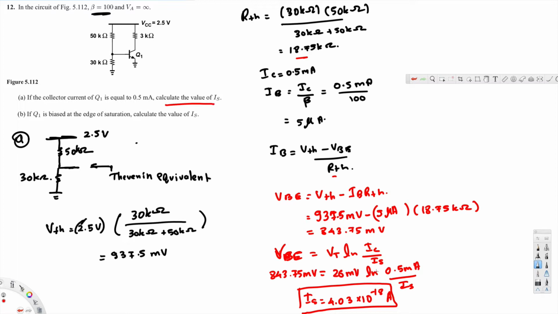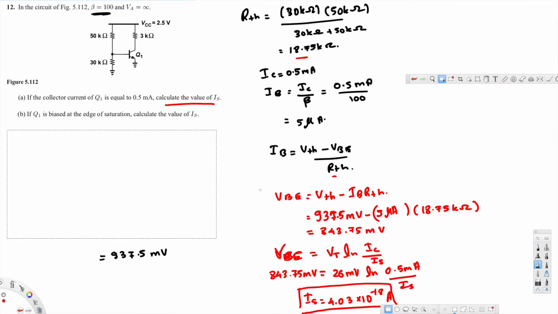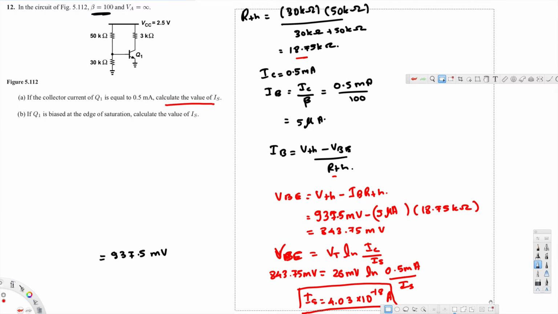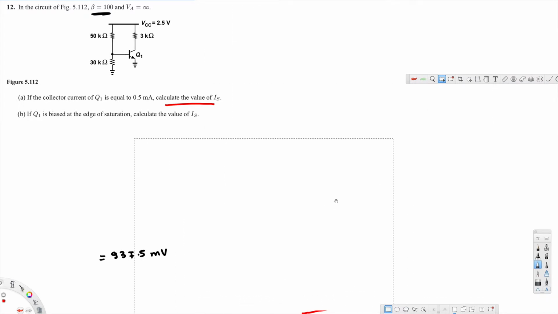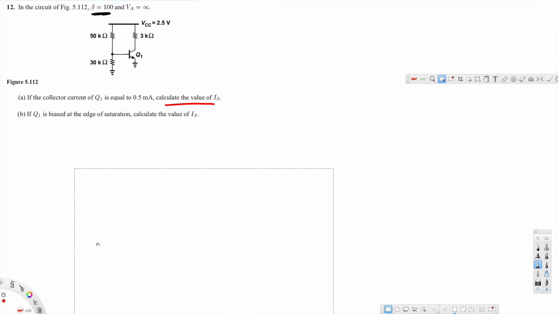Now the next thing is we are going to do the B part. Let's get rid of all these things. Let's look at the B part. The B part is asking, if Q1 is biased at the edge of saturation, calculate the value of IS. Q1 is on the edge of saturation.